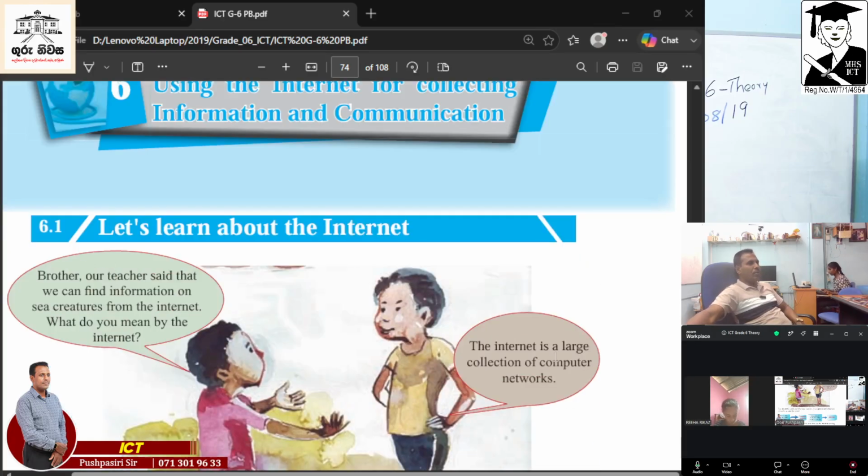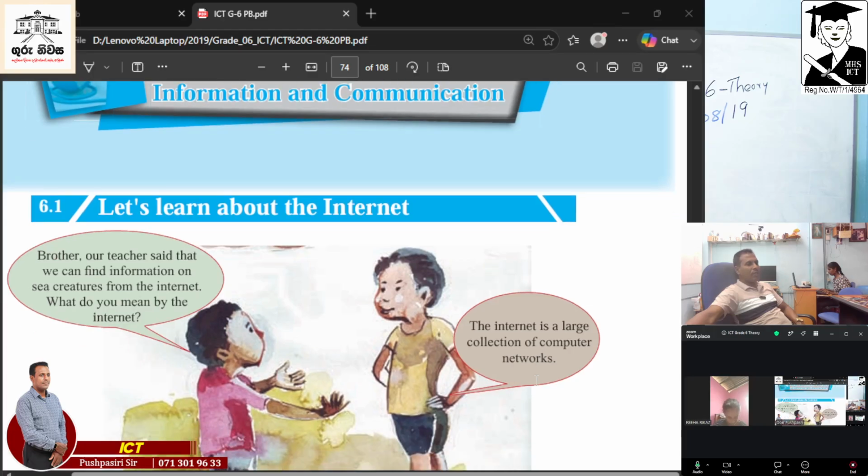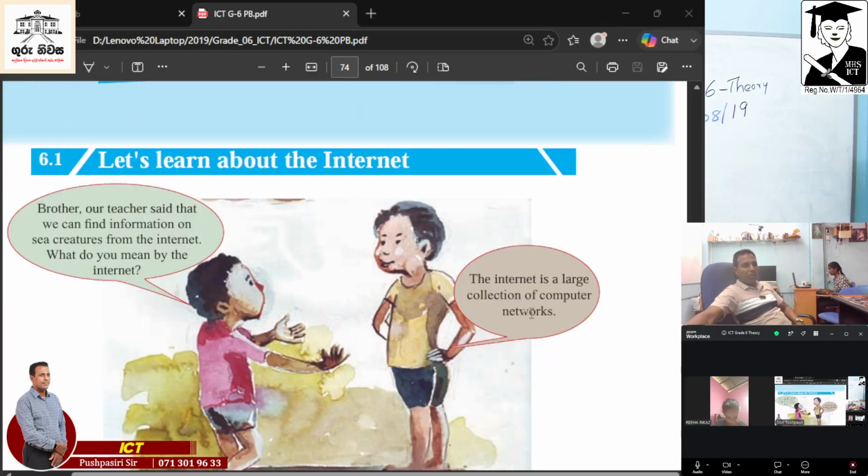So what do you mean by a computer network? That's what we have to understand first, because the brother said the internet is a collection of computer networks. So then what do you mean by network? That's what we have to understand first of all.